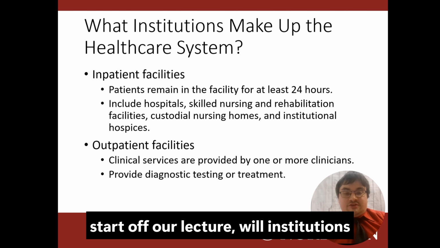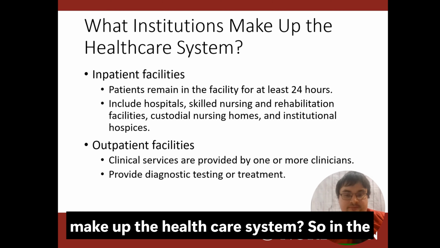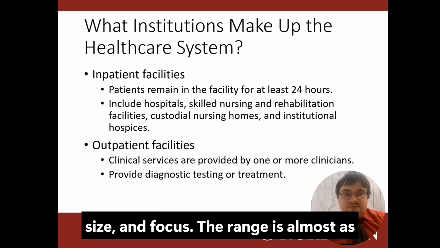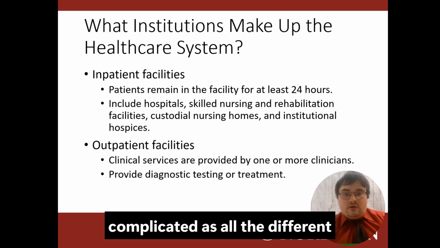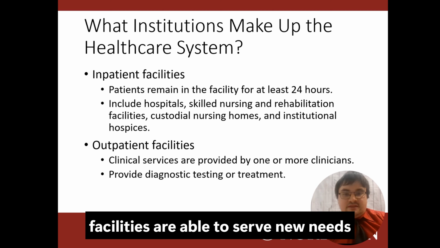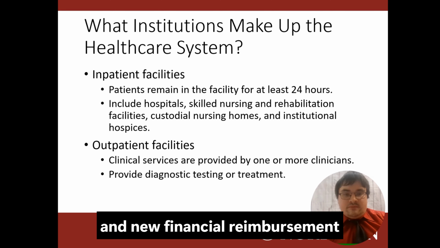So now to start off our lecture, what institutions make up the healthcare system? In the US, healthcare institutions are diverse and vary widely in terms of services, size, and focus. The range is almost as complicated as all the different specialties. And this is so the facilities are able to serve new needs and new financial reimbursement approaches.